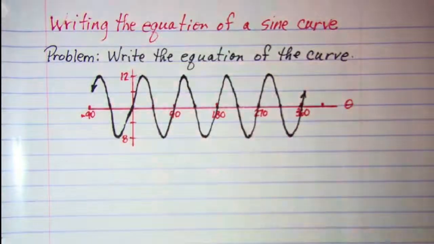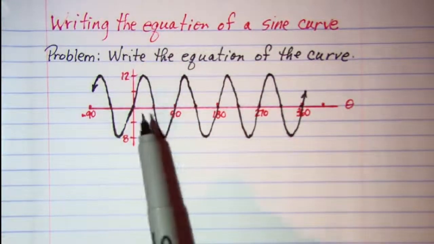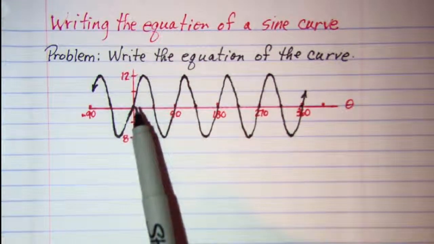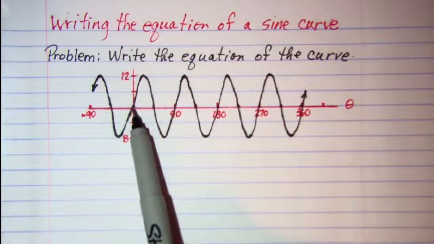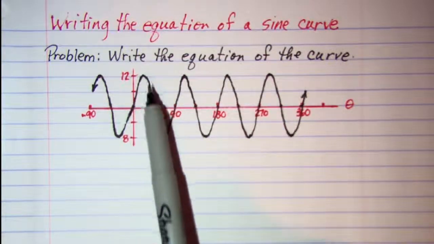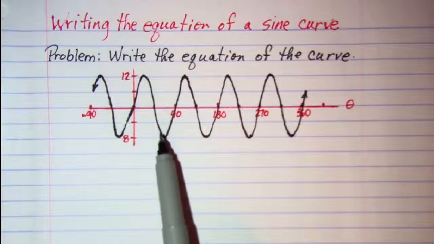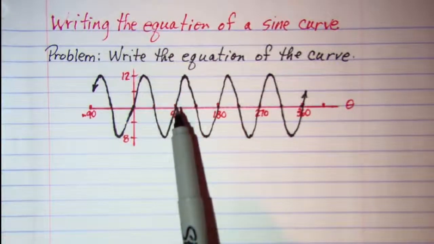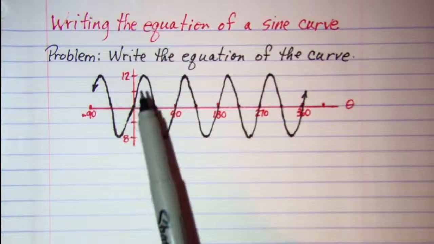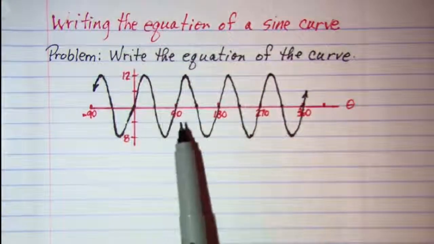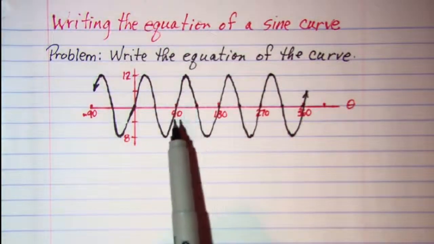In this video, we'll be writing the equation of a curve. We can see that this looks like a sine curve. It starts at the origin and goes up, then hits the axis and comes down, and then hits the axis. So we can write the equation of this curve as a sine function.